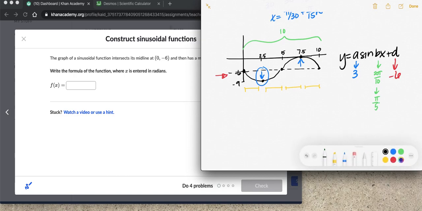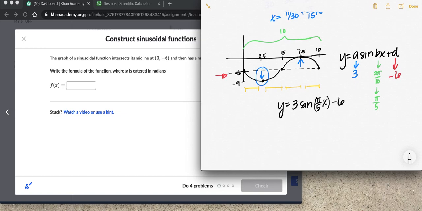So let's write this whole equation together. Y equals 3 sine, 2 pi over 10 or pi over 5, x minus 6. Now let's look back. The only thing that looks different is that my sine curve starts going downward. So it's kind of rotating backwards. To account for that, we're going to make that a -3.